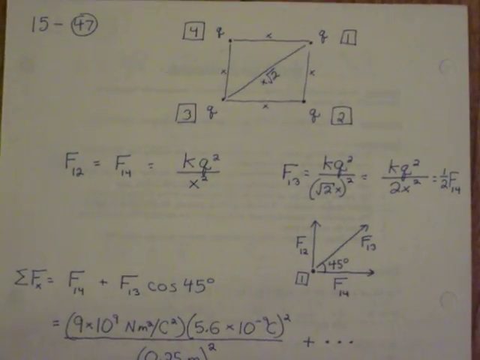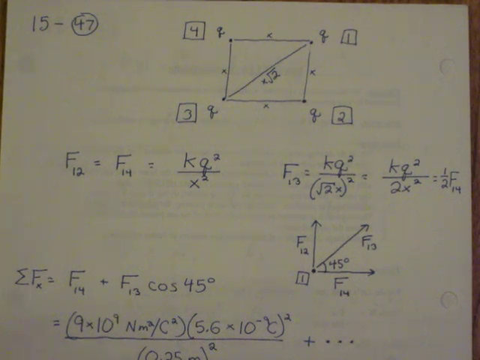Number 47. It asks for the force on each of the charges, but it's very helpful, and it'll cut down about 75% of the work we'd otherwise do, to recognize that there is symmetry in this problem. Because they're all the same charges, it's all around a square, they're all the same distances. No matter which charge we compute for, the answer is going to be the same.